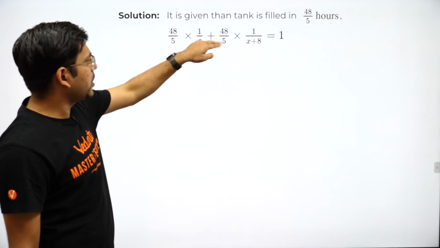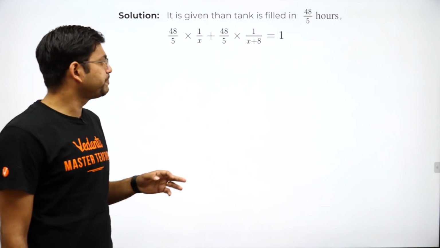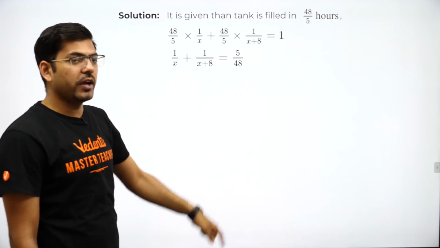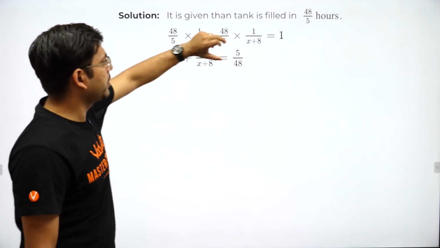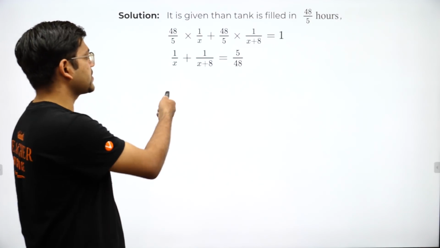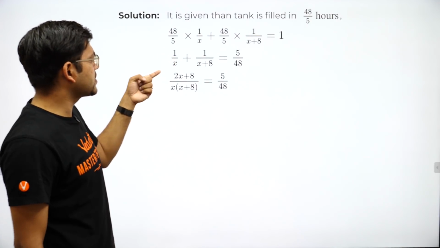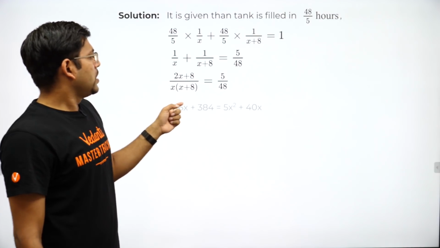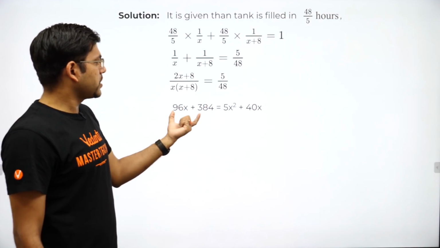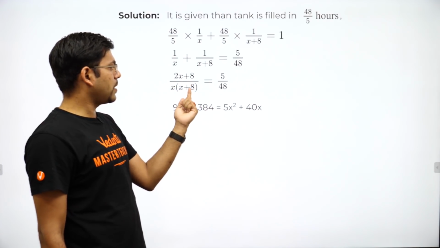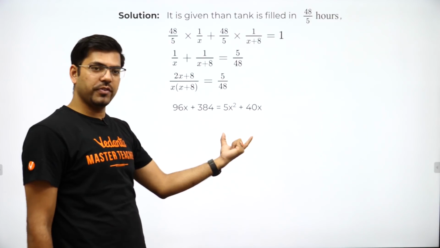Now 48 by 5 will be taken as common. 1 by x plus 1 by x plus 8 is equal to 5 by 48. Because this 48 by 5 when goes to this side, it will be reciprocal. Now solving this equation, very easy. 2x plus 8 over x into x plus 8. Now doing the cross multiplication, 48 into 2 is 96x, 48 into 8 is 384, x square plus 8x multiplied by 5, we have got this.